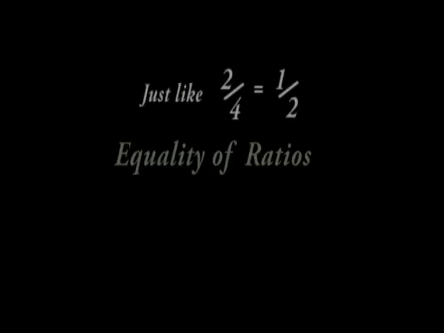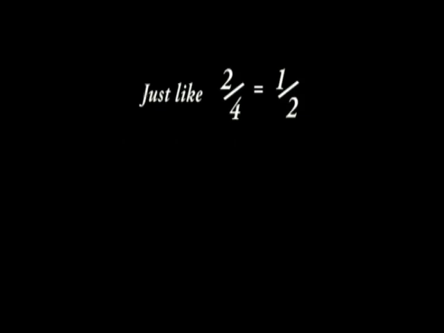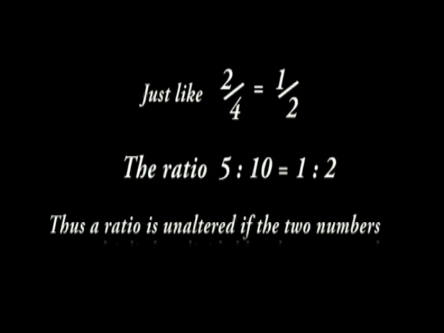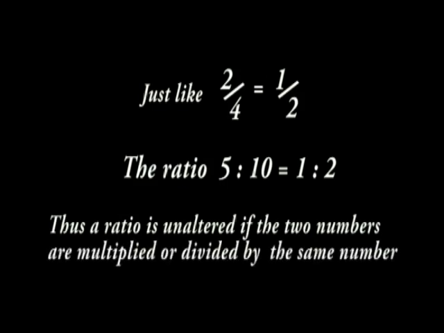Equality of ratios. Just like 2 over 4 is equal to 1 over 2, the ratio 5 to 10 is equal to 1 to 2. Thus, a ratio is unaltered if the two numbers are multiplied or divided by the same number.